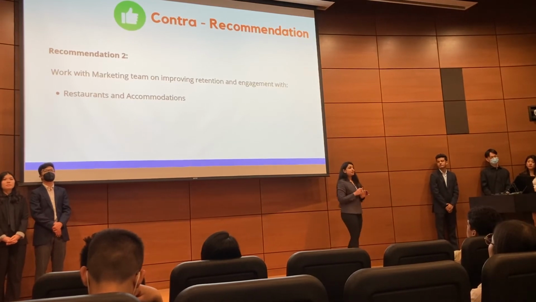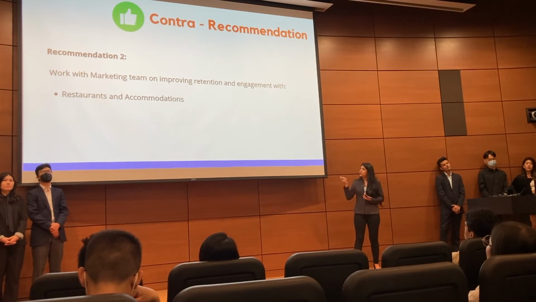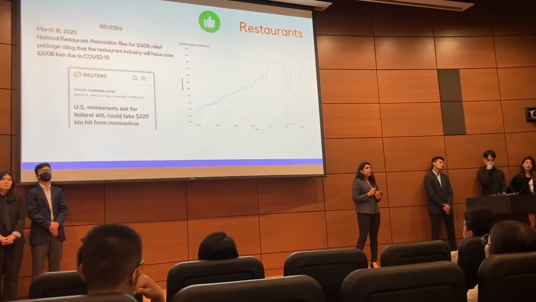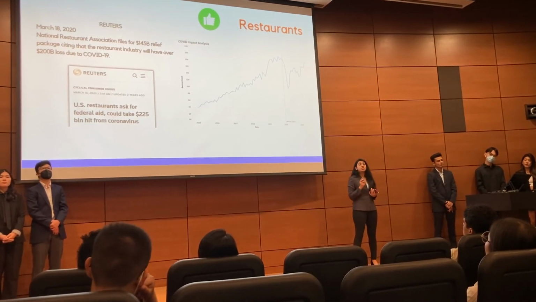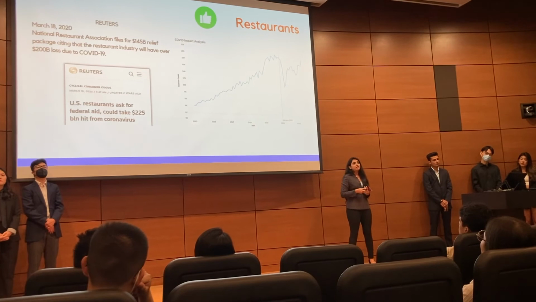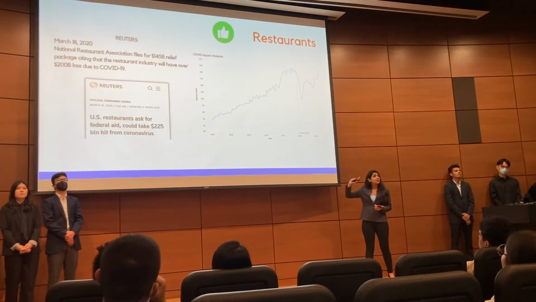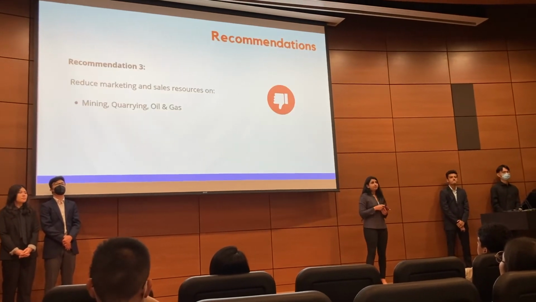Now, this one is a very interesting one. We have a contra recommendation for Bill.com. Though we know that restaurants and accommodation had a $125 billion loss during the COVID pandemic, Bill.com targets small businesses, and we want them to go ahead with restaurants, because even in our data set, it suggests that the total amount is eventually increasing with Bill.com.